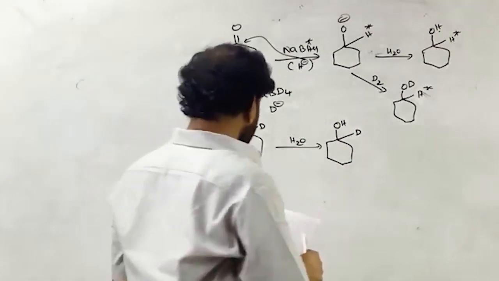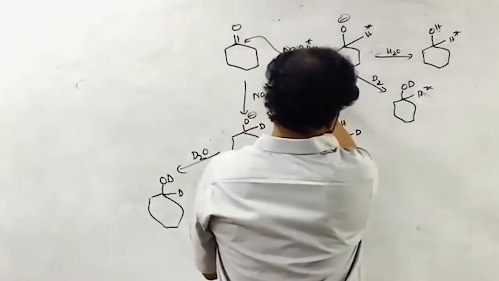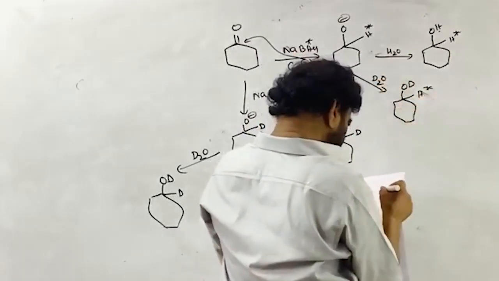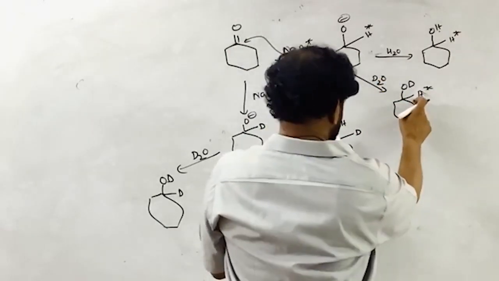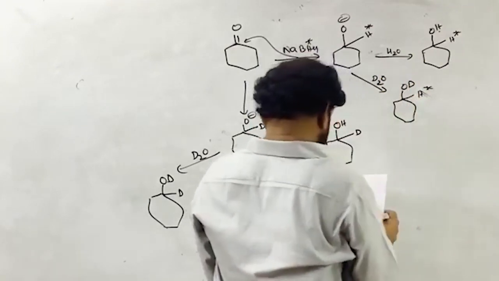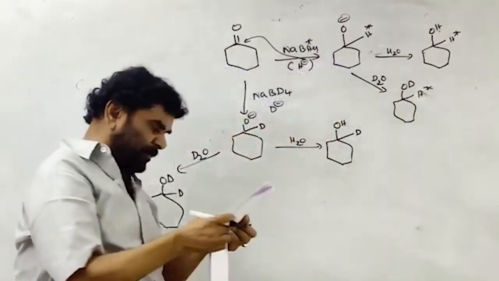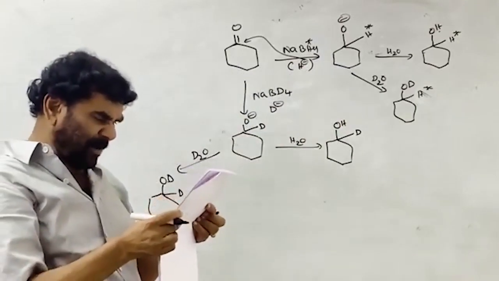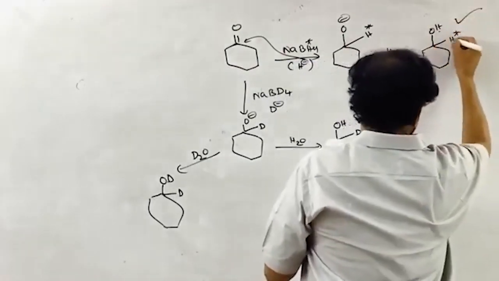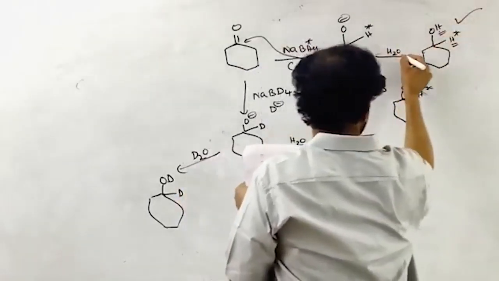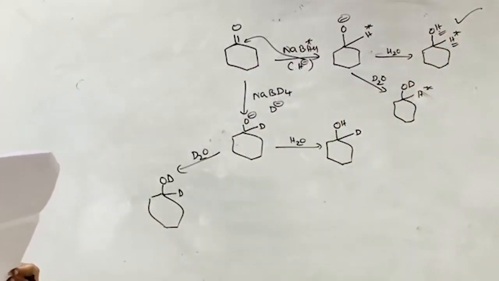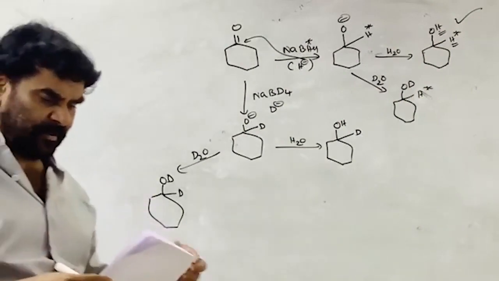And in the third case, treated with sodium borohydride and then D2O, hydrogen goes to the carbon and deuterium goes to the oxygen. This is correct. And the last one is treated with lithium borohydride. In both cases, this product is formed, hydrogen supplied by the hydride and by water. This is correct. So here the given option, B, is the correct option. So check it out.